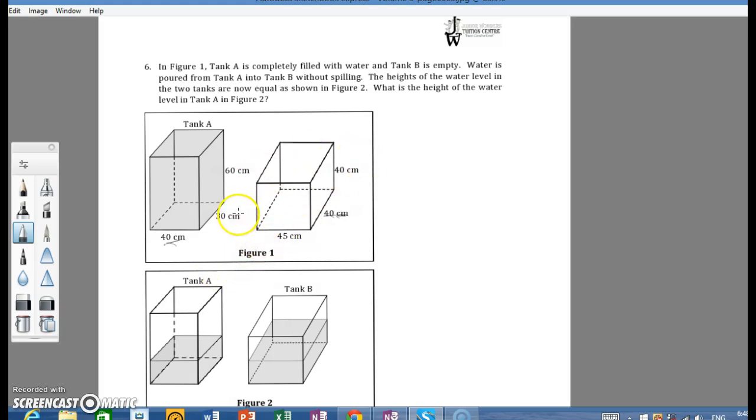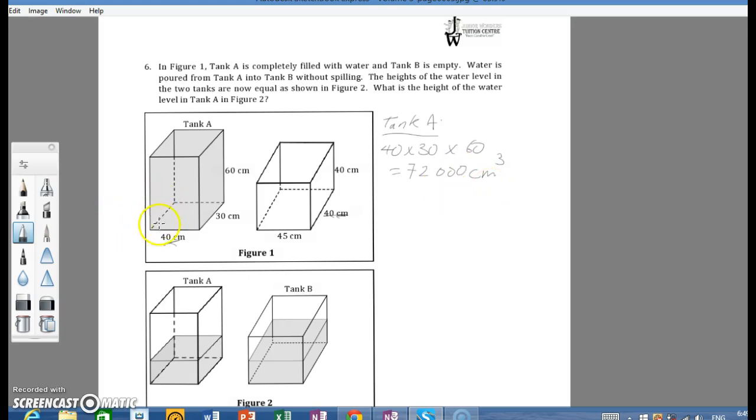Okay, when we're dealing with volume questions, we want to encourage our children to be flexible in their thinking and to be able to imagine these containers and be able to rotate them around. Over here, we have a common length, which is 40 cm here and 40 cm here, which we will make use of in a while. So to start off, we've got to find the volume of the water in tank A. It's 40 cm multiplied by 30 multiplied by 60, which is 72,000 cubic centimeters.